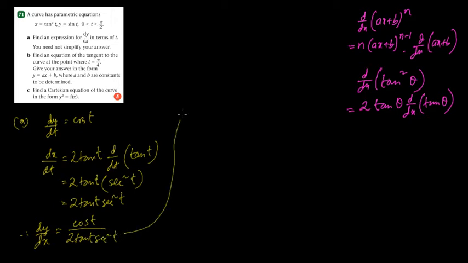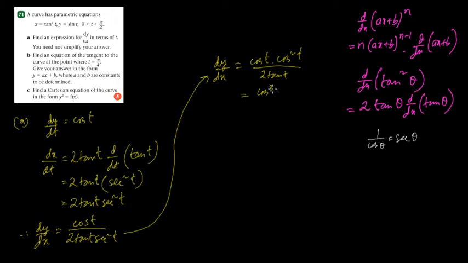Now this can be further simplified. Of course they didn't tell us to simplify our answer. They said you need not simplify your answer, but anyway, if we simplify, if we bring the sec squared t upstairs, because of the identity 1 by cos theta is sec theta, so 1 by sec theta is cos theta. So we can write cos t, and if you bring sec squared t upstairs, this would become cos squared t divided by 2 tan t. So we can write cos cubed t divided by 2 tan t.